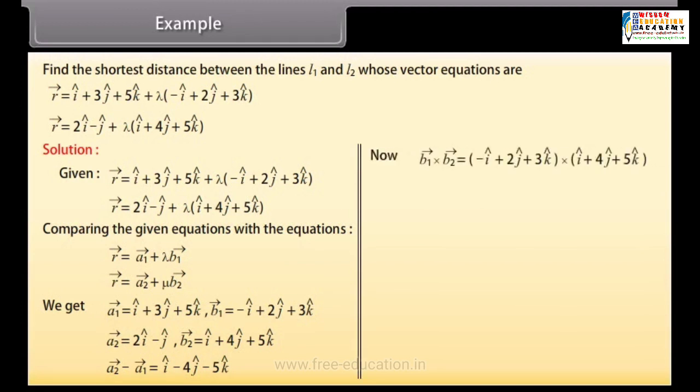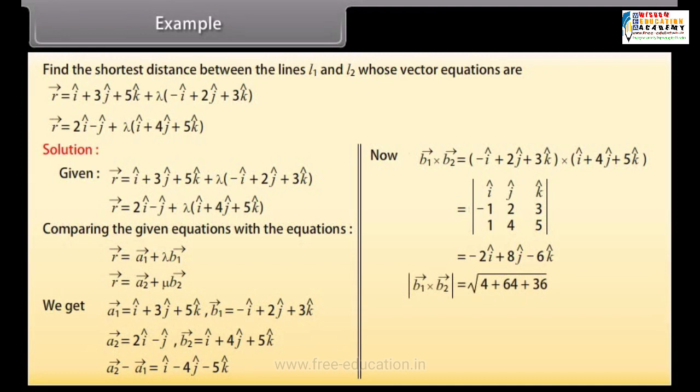Now, the cross product of vector b1 and vector b2 is (−î + 2ĵ + 3k̂) × (î + 4ĵ + 5k̂) = determinant, row-wise: first row î, ĵ, k̂; second row −1, 2, 3; third row 1, 4, 5, which equals −2î + 8ĵ − 6k̂.